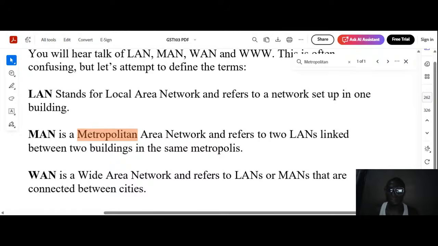I'm still with you guys. So MAN is metropolitan area network, and it's used to link between... it refers to LANs that are linked between two buildings in the same metropolis, in the same town, in the same city.